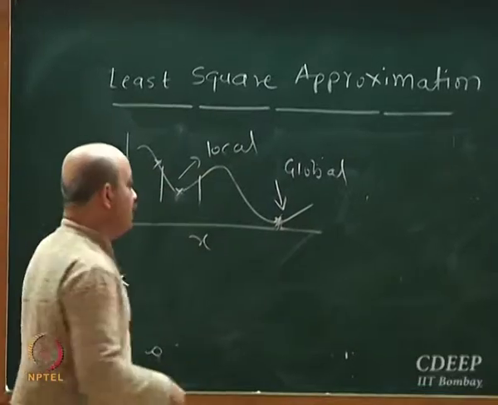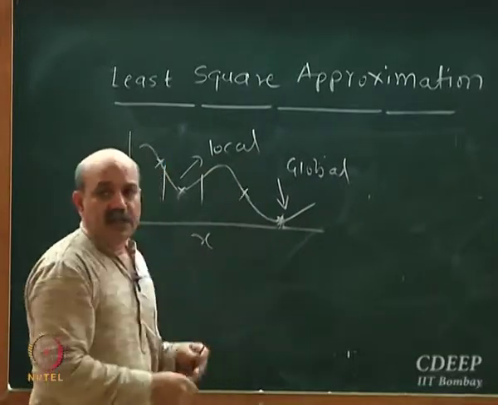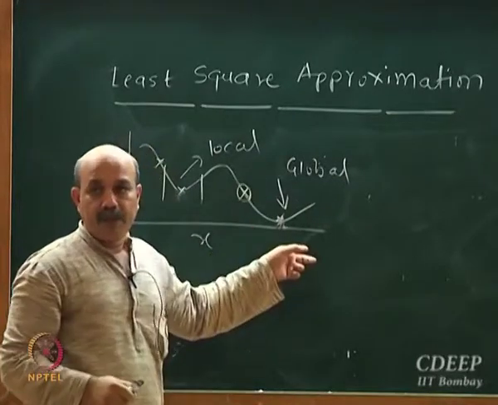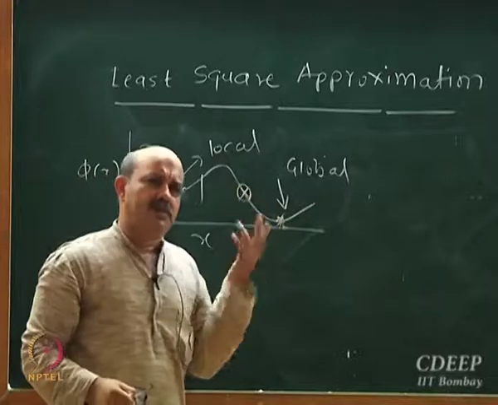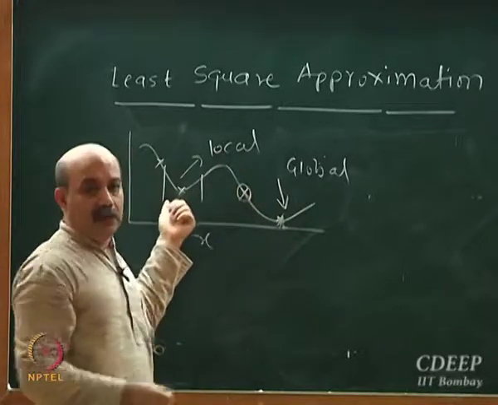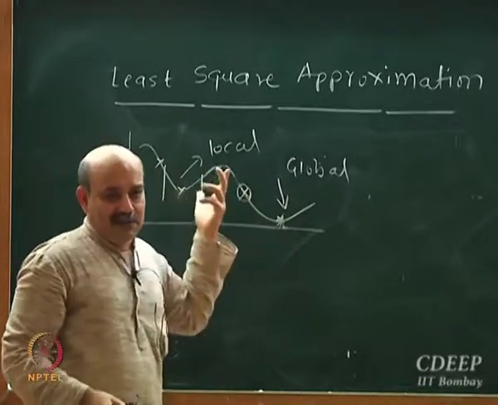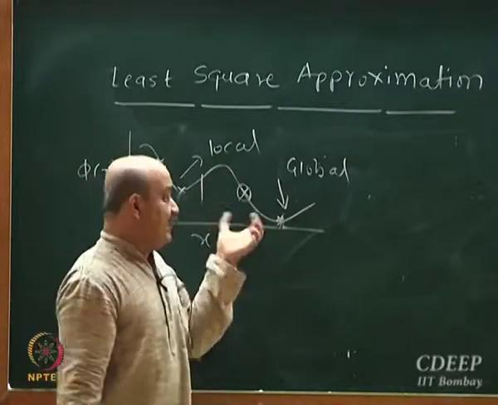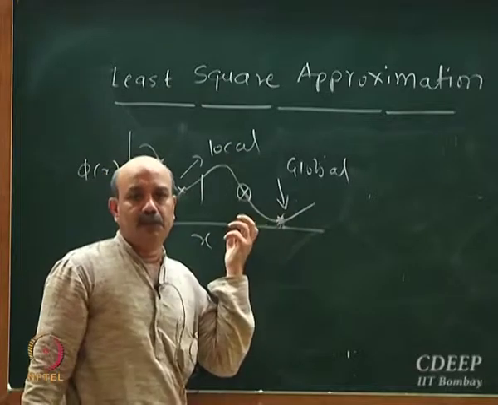And if you happen to give an initial guess somewhere here, maybe you will reach this point. Numerical methods you cannot predict. You might even go here and get into this. So it is hard to predict what will happen, but likely that if you are here, you might reach this global minimum.